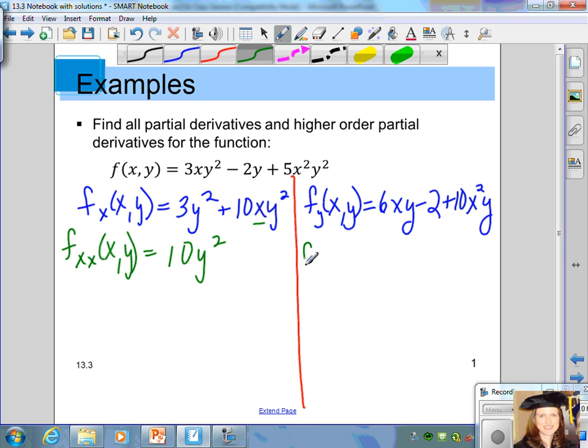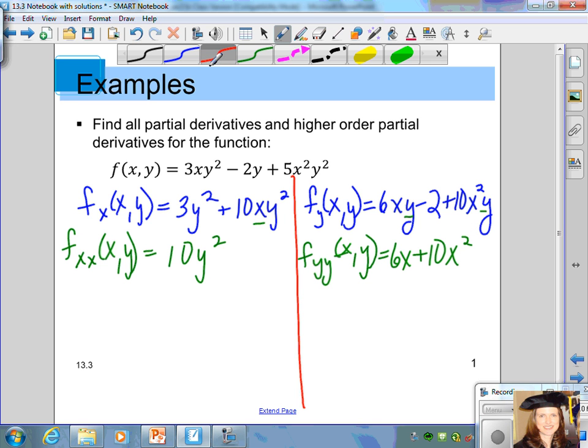And the higher order partial derivative with respect to y, you're treating y as a variable and treating x as a constant. The derivative of a constant times y is, the derivative of 6xy is 6x. The derivative of minus 2 is 0. The derivative of 10x squared y, the derivative of y is that constant, 10x squared.